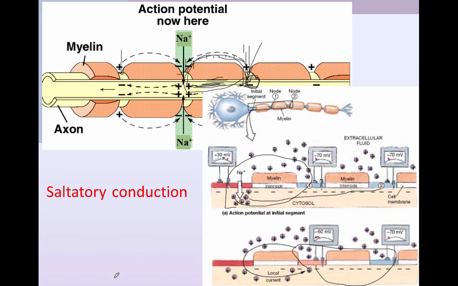And this will occur without decrement of the action potentials at every single node until we reach the ends of the telodendria or the synaptic knobs. And so now we need to go ahead and get that signal from one neuron to the next neuron, or from one neuron to an effector cell. And the way we do that is through synapses.